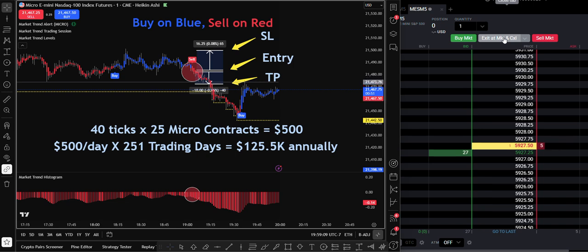You also need to have TradingView as your charting system. Those are the three criteria you have to meet to get access to this system. Buy on blue and sell on red.